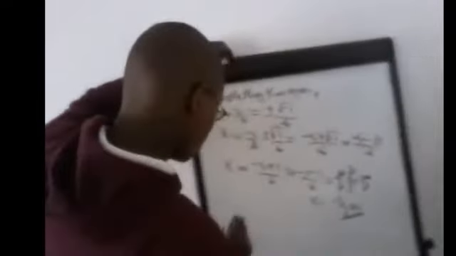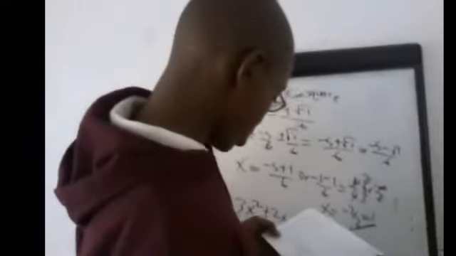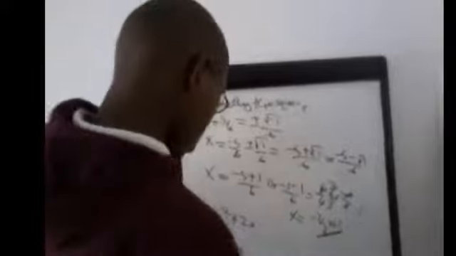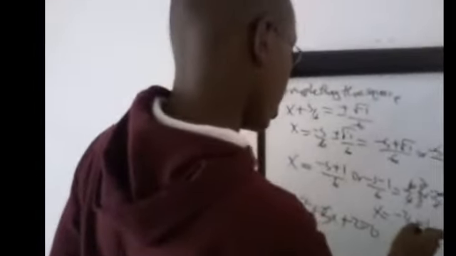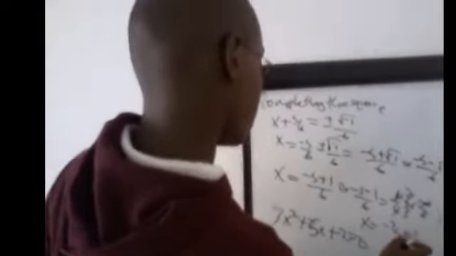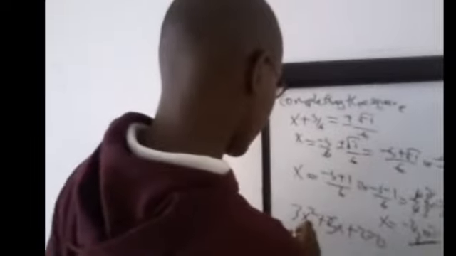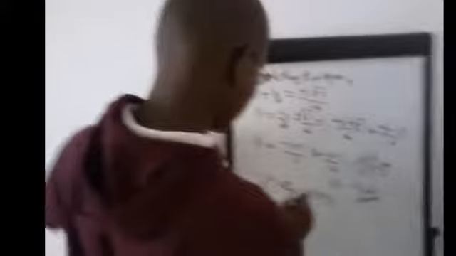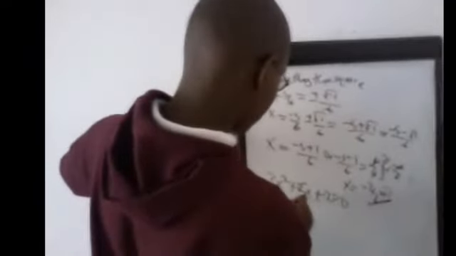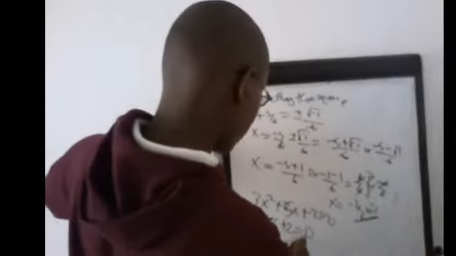So the question was 3x squared plus 5x plus 2 equals 0. If we take negative 1, we'll find it will be 3 minus 5 plus 2. So the answer will be 0. So x will be negative 1.